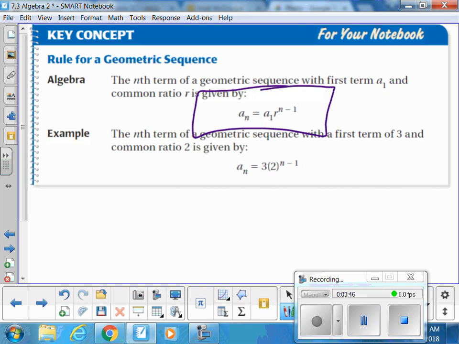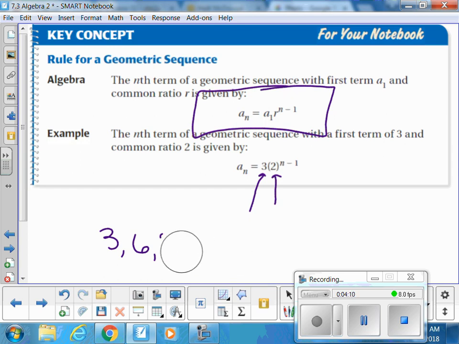For this particular one, they put a 3 in for A1. That means the first term in their sequence is a 3. And they put a 2 in for R, which is the common ratio, which means they're multiplying by 2 each time. So this would be 3, 6, 12, etc. This is just an example they have.